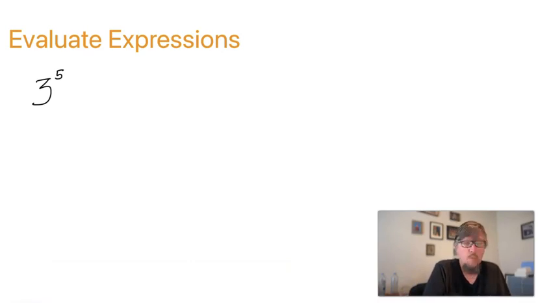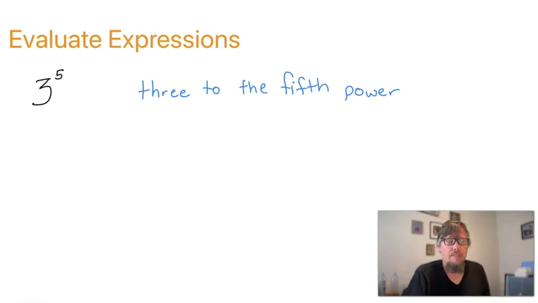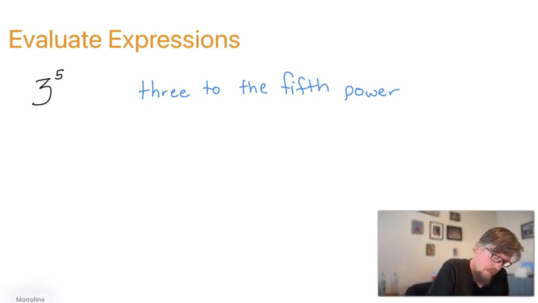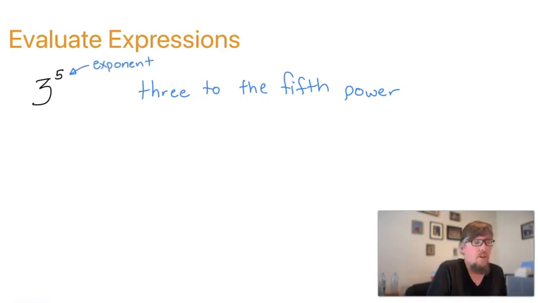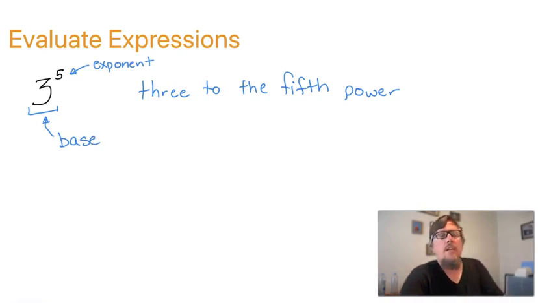If you forgot, the way that you read this is you would say 3 to the 5th power. So that little 5 you can call a power. The official math word for what it's called is an exponent. 5 is called the exponent. And then you may not know what this big digit is, the 3. We don't use this word a lot. It's called the base. So this has a base of 3 and an exponent of 5, and the way that we read it is 3 to the 5th power.